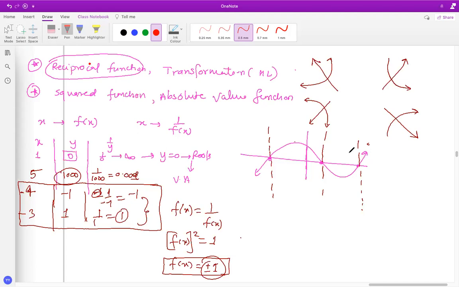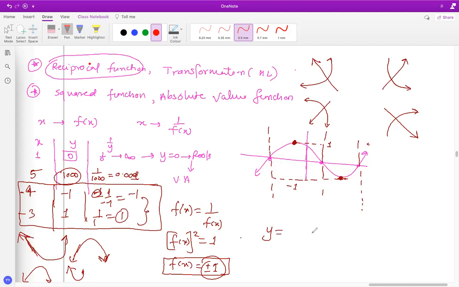So let's say here I have this point, where the maximum is 1 itself, and this is, let's say, -1. The function and its reciprocal will meet along these lines. Another rule is that if you have a minimum point, it will become a maximum point. So if it is a minimum, it is going to become a maximum. If it is a maximum, it is going to become a minimum.